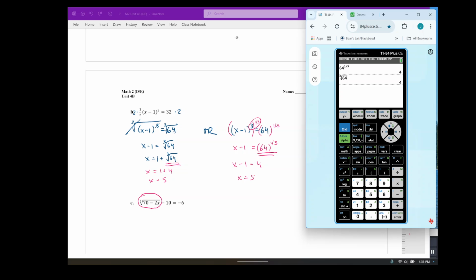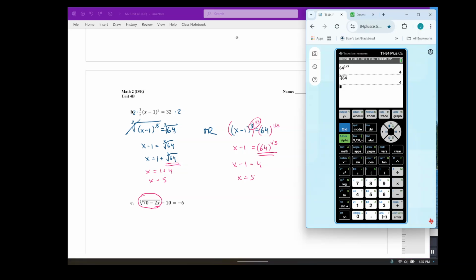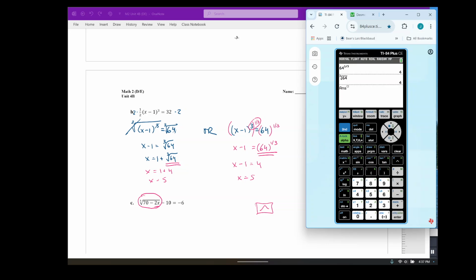Okay, now you can't type in cubic root of 70 minus 2x because the calculator is not going to know what x is. But if you want to cube something, remember this symbol right here, that little button that looks like this, that's the power symbol, right? That gives you the exponent. So when you want to cube stuff, 2 to the third, right? Okay.